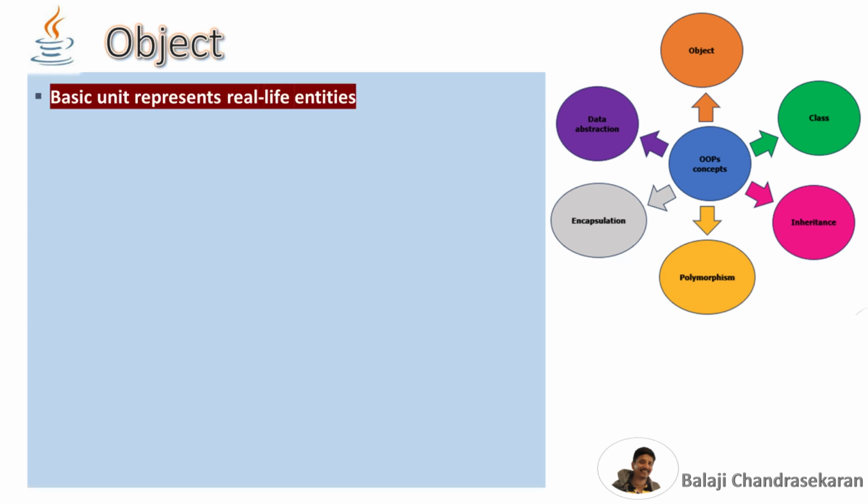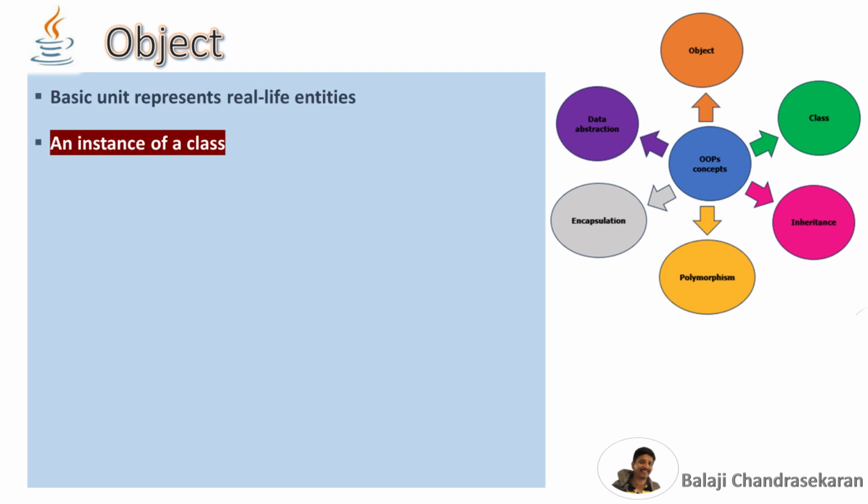An object in Java is a basic unit of object-oriented programming and represents real-life entities. Objects are the instances of a class that are created to use the attributes and methods of a class. A typical Java program creates many objects, which, as you know, interact by invoking methods.